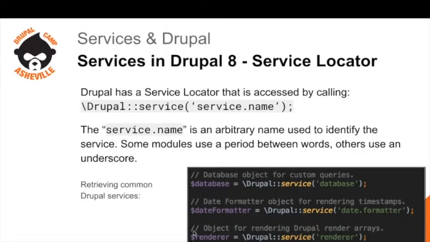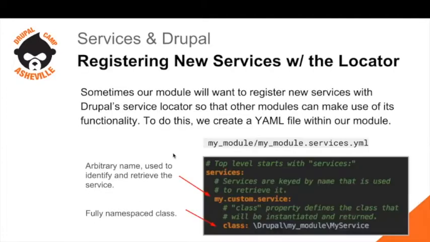So we're going to look at services in Drupal 8. And what I want to look at first is defining a new service. And you do that with YAML files. We're back to YAML. So what you'll do is in your module, you will create a module_name.services.yml file, and then you will simply define your service's name.